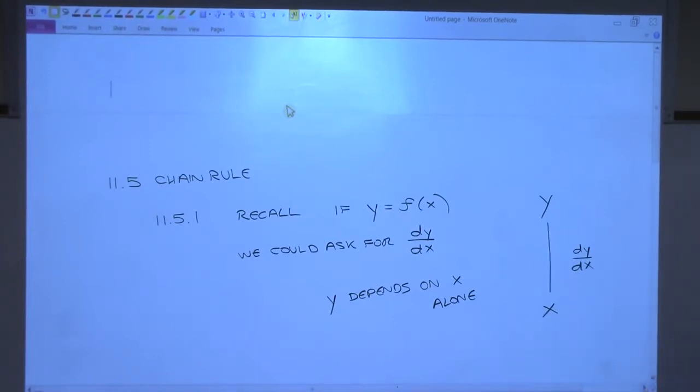Baby steps. Whoa. Need some more room up here.